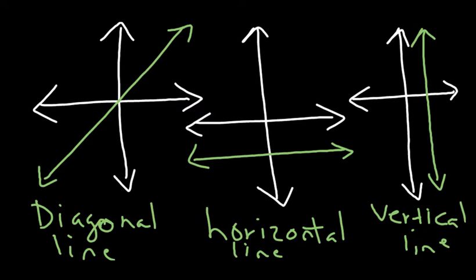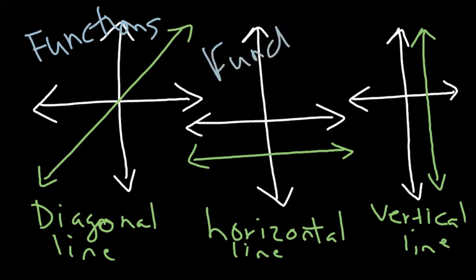Horizontal lines. So we'll write function here. Horizontal lines are all going horizontal, like the horizon. All of them are also functions. They're functions. Every horizontal line you can graph is a function.